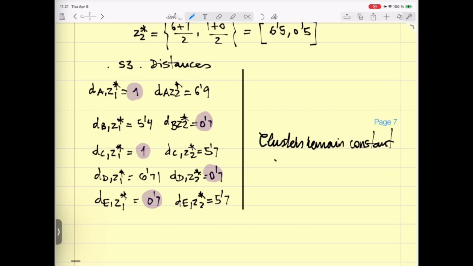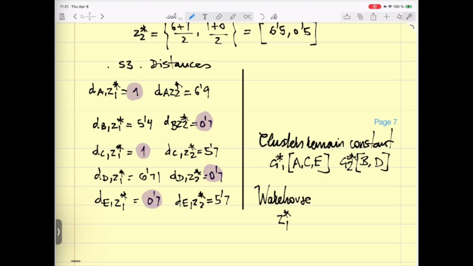The groups are A, C, E, and the groups are B and D. Our centroids, or our warehouses, are situated at the coordinates 1, 3 and 6.5, 0.5.